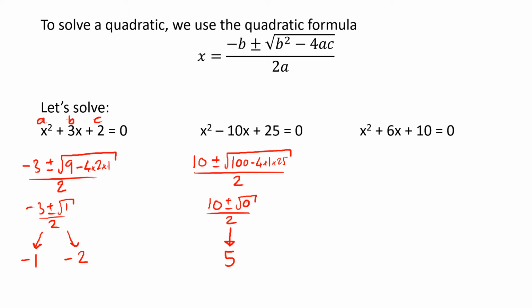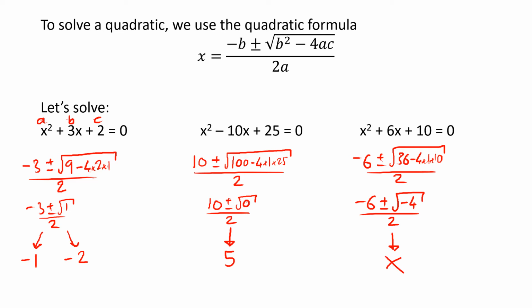What about this last one? a is 1, b is 6, and c is 10. So if we sub all this, we get minus 6 plus or minus the square root of 36 minus 4 times 1 times 10, all over 2, which goes to minus 6 plus or minus the square root of minus 4 over 2. We run into a pickle if we type that into our calculator. For the further mathematicians at the back of the audience, I'll invite you to just shut up a sec. That doesn't have any solutions.